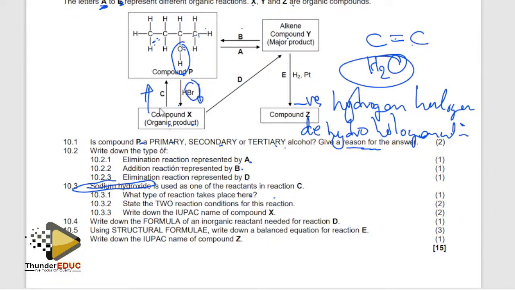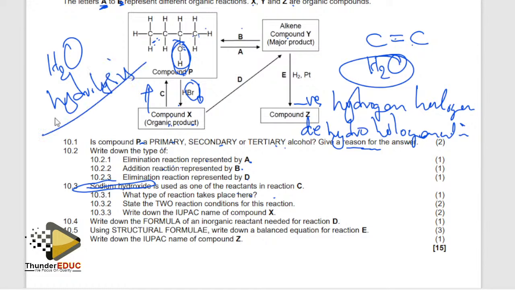But which type of substitution is it? Because I'm forming alcohol, a component of water must be there. So the reaction becomes hydrolysis. You are splitting it using water. The moment you add water there, it becomes hydrolysis. It's like a substitution, but water is there, therefore it becomes hydrolysis. So we are done with that.